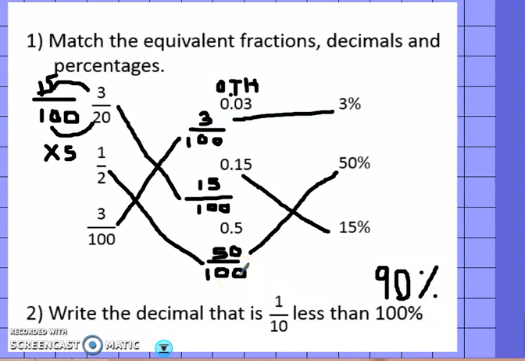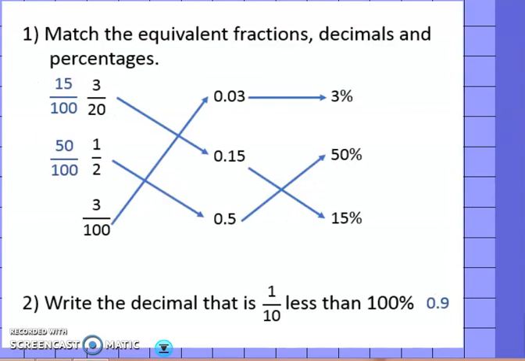Pause the video, see if you can work out that question, and then the answer will be on the next slide. Well done if you managed to get that the answer was 0.9 for that question.